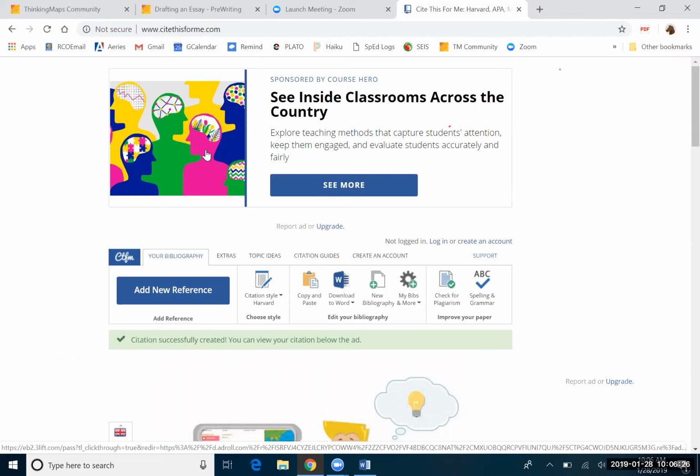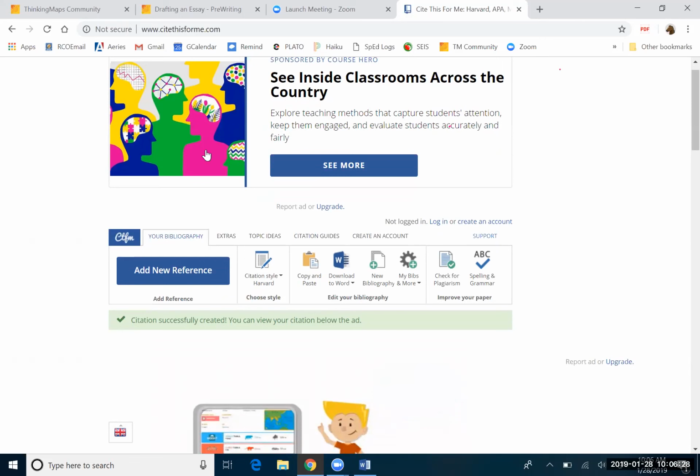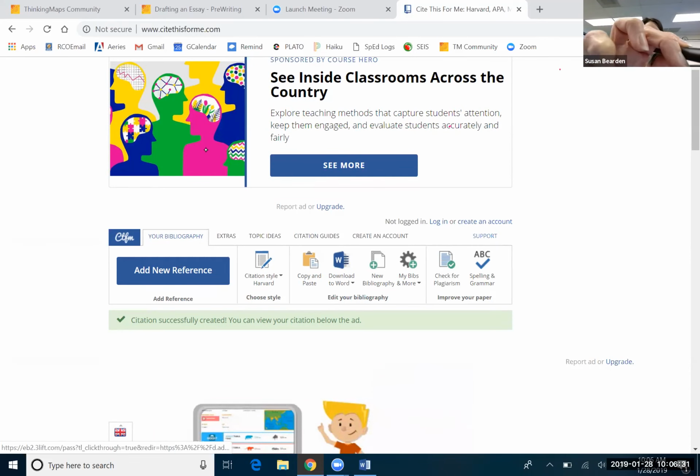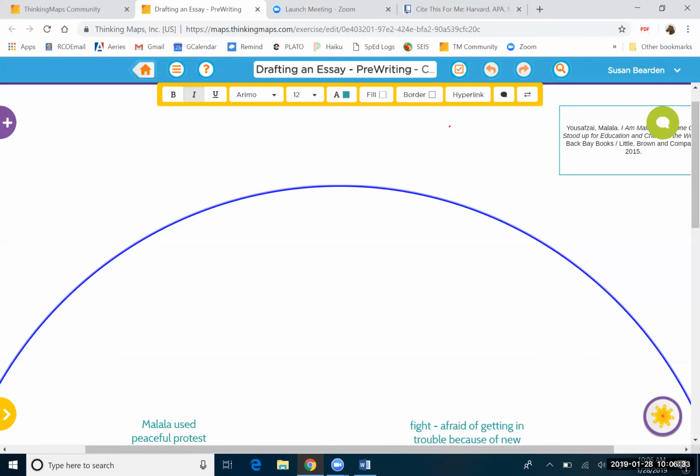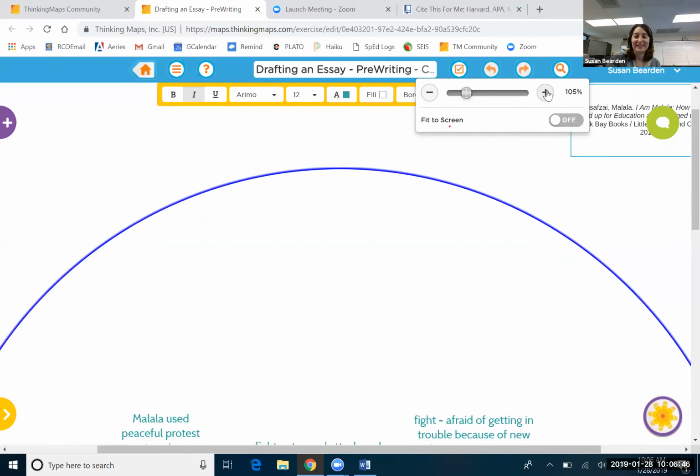So that's the process I went through in order to get my citation. And if you look, you can see it on our circle map. It is over here, and I'm sorry, it's a pain in the butt, but it won't let me move it out of this corner. It's a thinking map thing. But you can see that we do have our citation here.